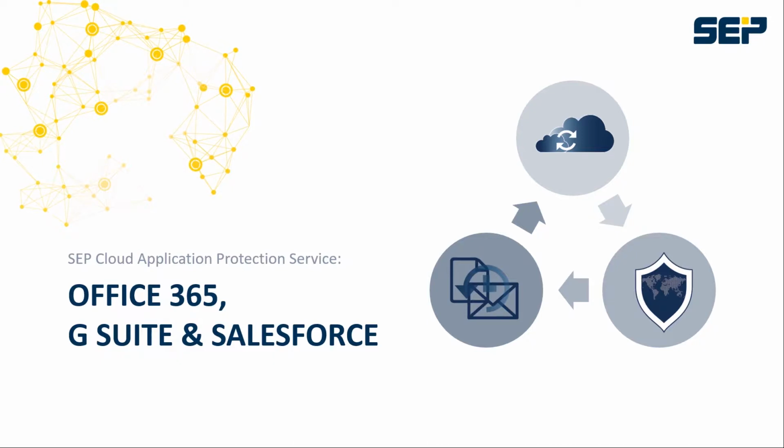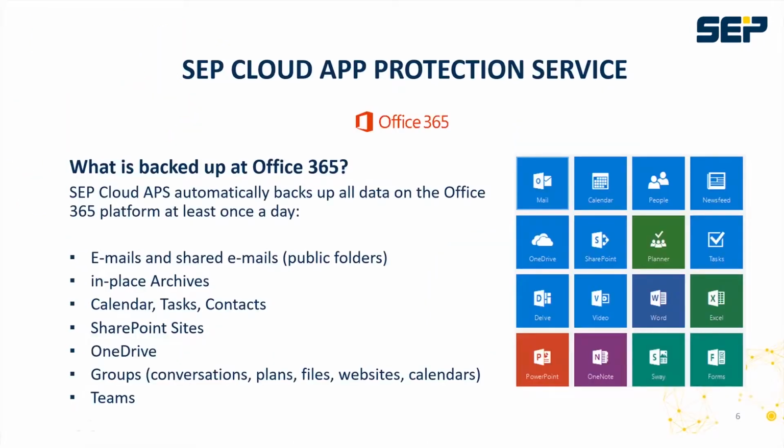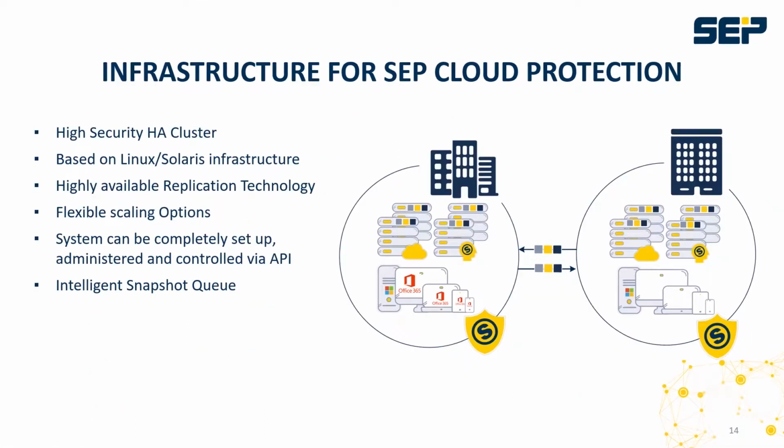Let's take a look at what is backed up with SEP SaaS Backup. SEP backs up all Office 365 app data at least once a day, including email, shared email, calendars, tasks, SharePoint, OneDrive, Groups, and Teams. Everything runs on a Linux and Solaris high-security HA cluster.